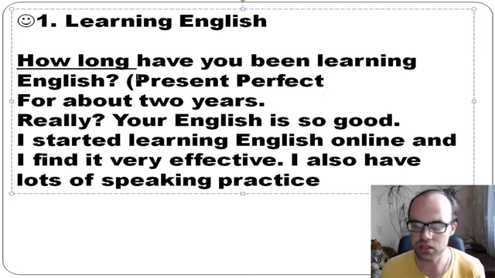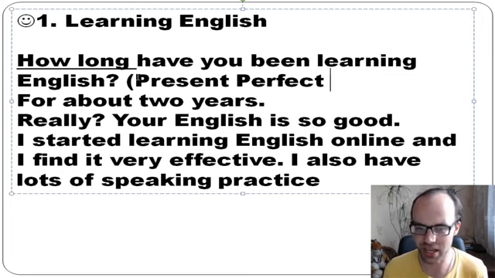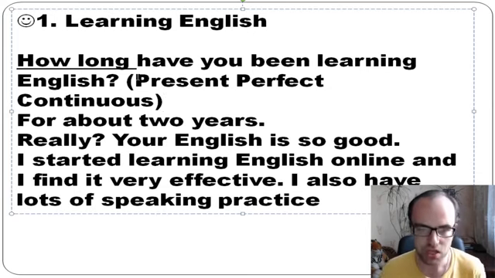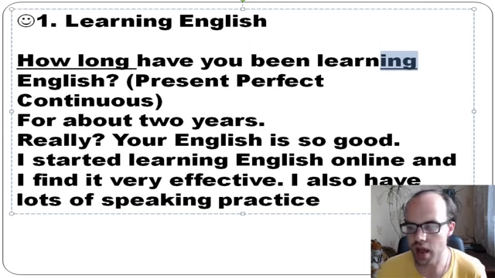Many students say how long do you learn English, but it's incorrect. Please don't make this mistake again. You need to use present perfect continuous, okay? So you say how long have you been plus verb plus ing. How long have you been learning English? For example, you can ask how long have you been working here? How long have you been watching this video?